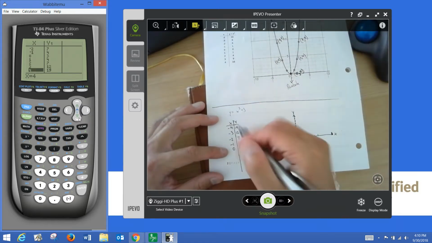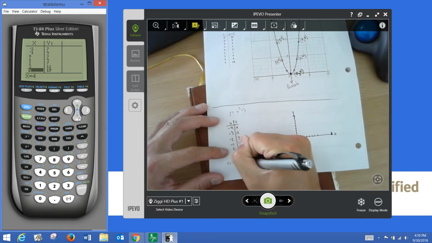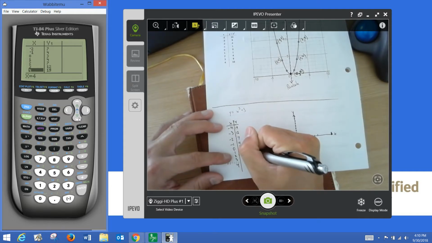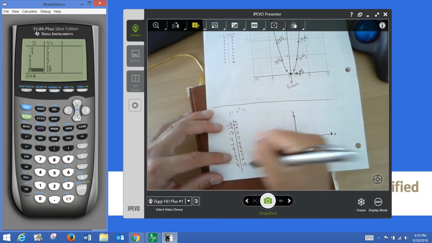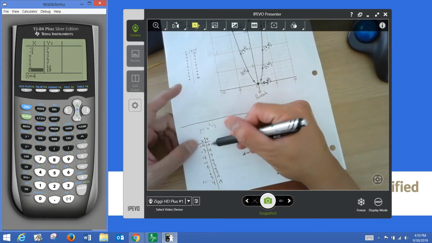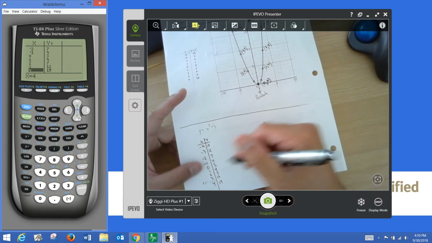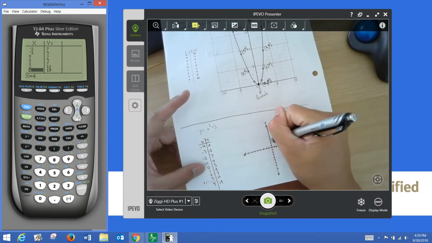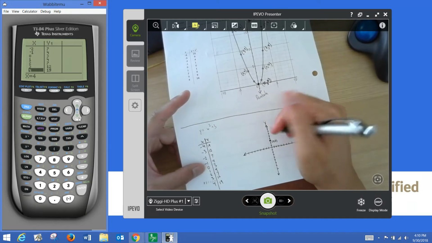So let's see. 1, 2, 3, 4. Let's graph all this stuff. 1 is 4. 2 is 7. 3 is 12. And then 4 is 19. Okay? Now let's graph that. I can't graph a lot of these points, so let's just start from the middle. 0, 3. You don't have to actually label the points, but you can if you want.